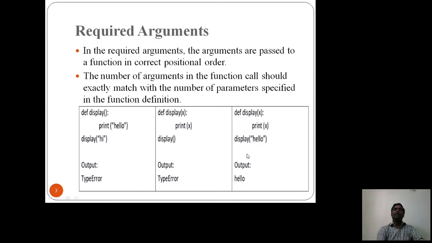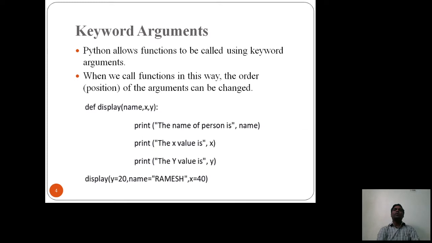Now we'll go to the next slide. Keyword arguments. Python allows a function to be called using keyword arguments. When we call functions in this way, the order of the arguments can be changed. In the previous example, required argument, the order should be the same, then only the function will get executed. But here the order can be changed in the keyword argument. So how can it be changed?